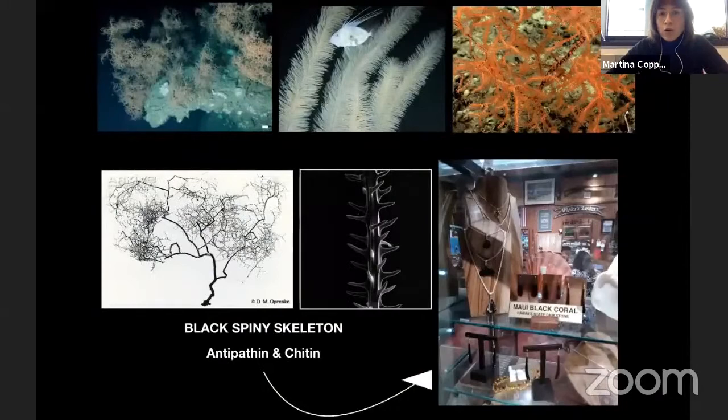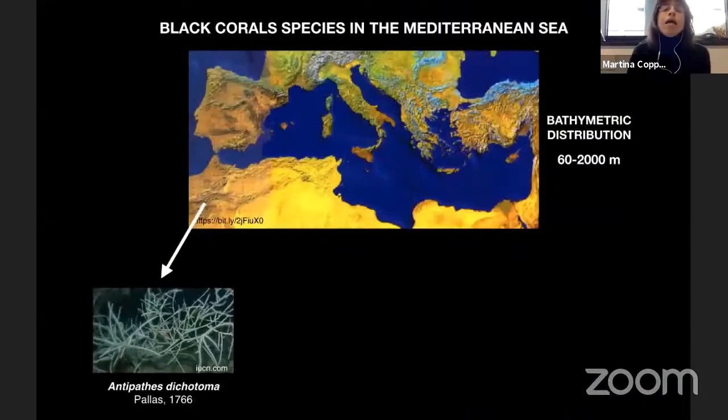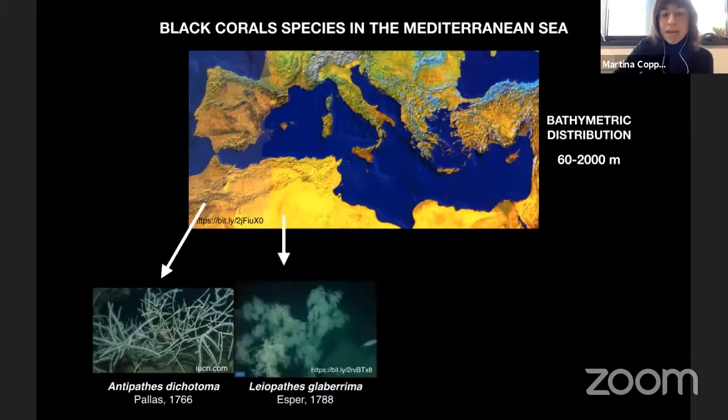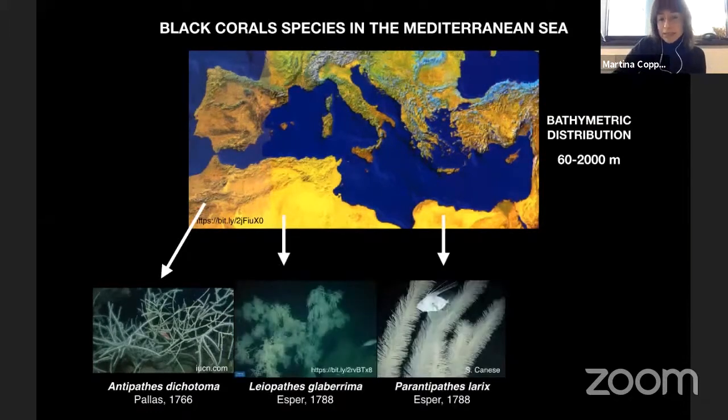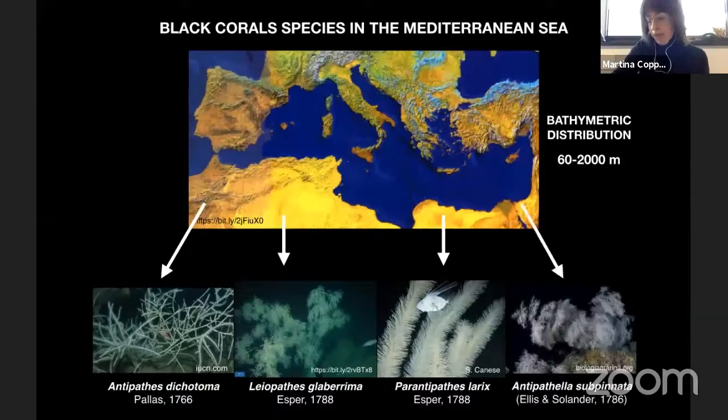Despite the bright colors of black coral polyps, their name derives from the black and spiny skeleton, which is mainly composed of a scleroprotein named antipatin and also of chitin. This black skeleton is also exploited in jewelry. In the Mediterranean Sea, there are four main species of black corals, or antipatharians, which are Antipathes dichotoma, Leiopathes glaberrima, Parantipathes larix, and Antipatella subpinnata.